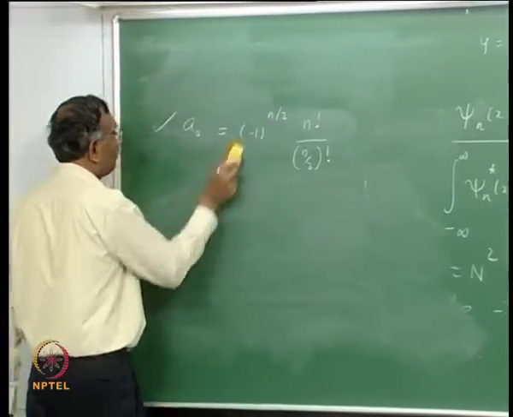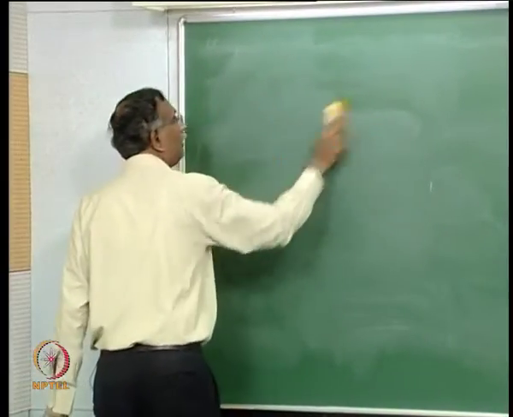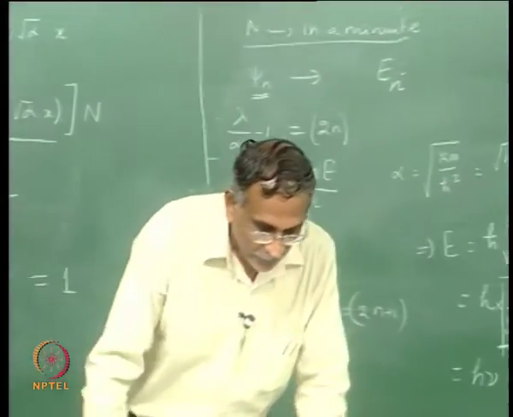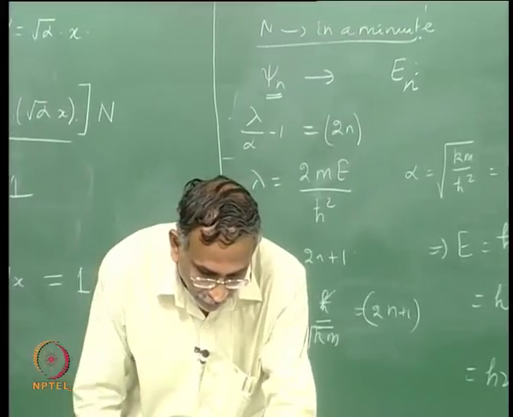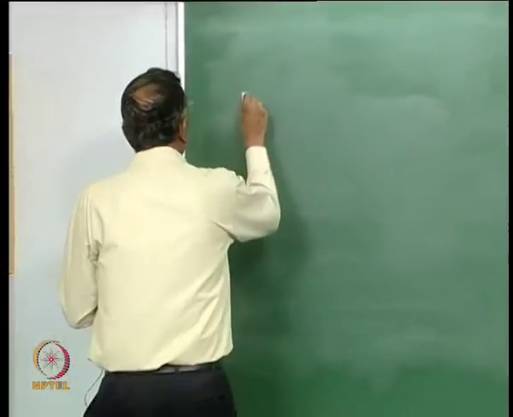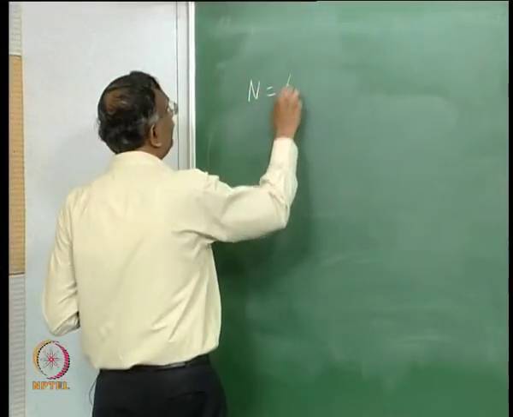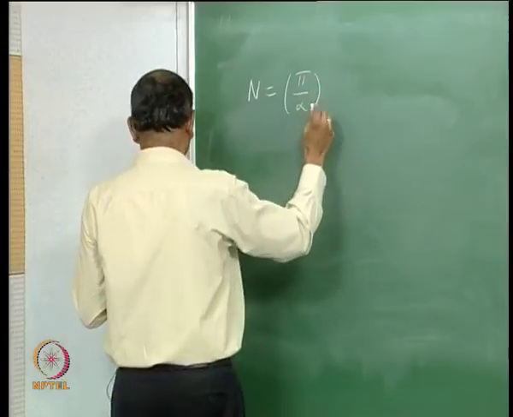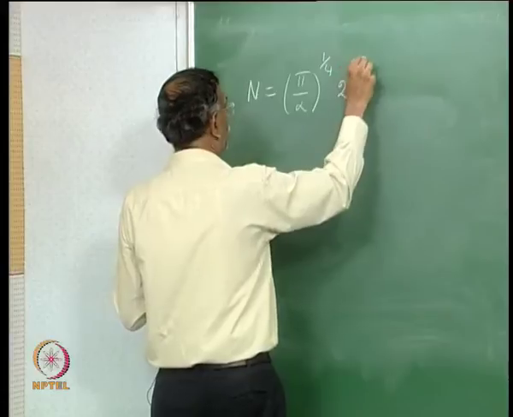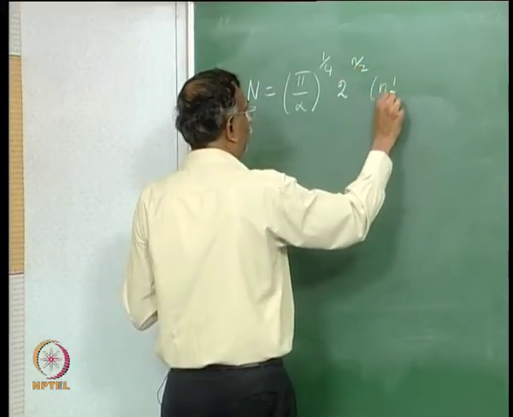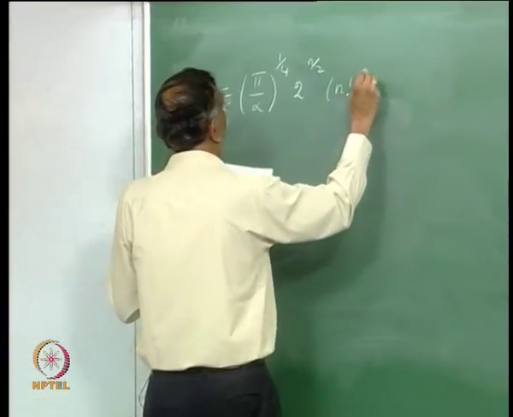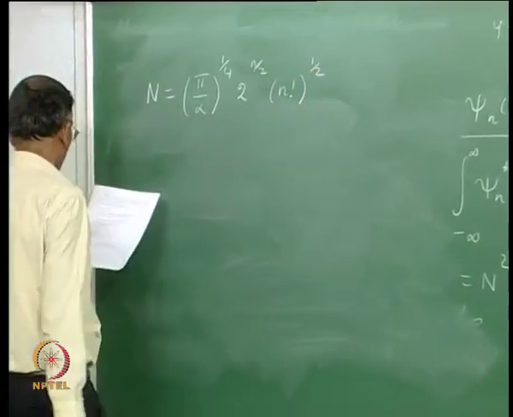Now, what about the normalization constant? Mathematically, one can work this out, but I am only going to write the final answer. It is easy to check these things and verify. Textbooks give you these things over and over again. So, what you have is N is (alpha by pi) to the 1 by 4, times 2 to the n by 2, n factorial, to the power of 1 half. What exactly is this?